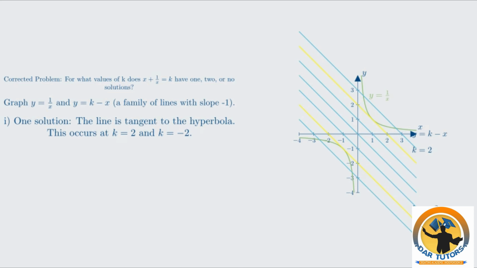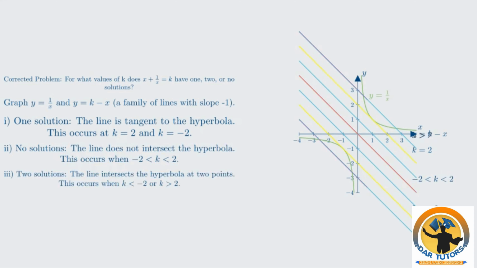This happens when k equals 2, or k equals minus 2. If the line passes between these two tangent lines, it doesn't intersect the hyperbola at all, so there are no solutions when k is between minus 2 and 2. If the line is outside the tangent lines, it intersects the hyperbola at two distinct points. This gives two solutions when k is less than minus 2 or k is greater than 2.